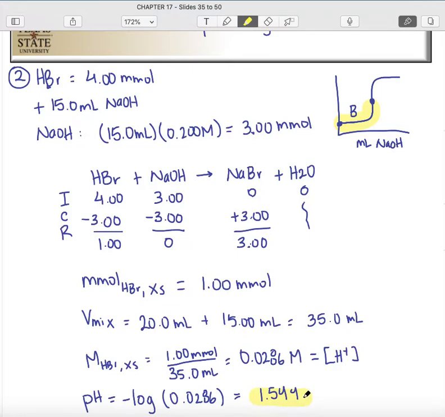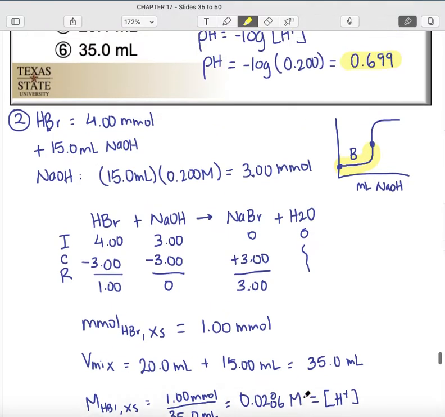Again, a reality check. So in the previous problem, or in part number 1, I should say, the starting pH was 0.699. As we expected, as we started adding some of the titrant, which is a base, the pH is expected to rise a little bit, and it has in fact.